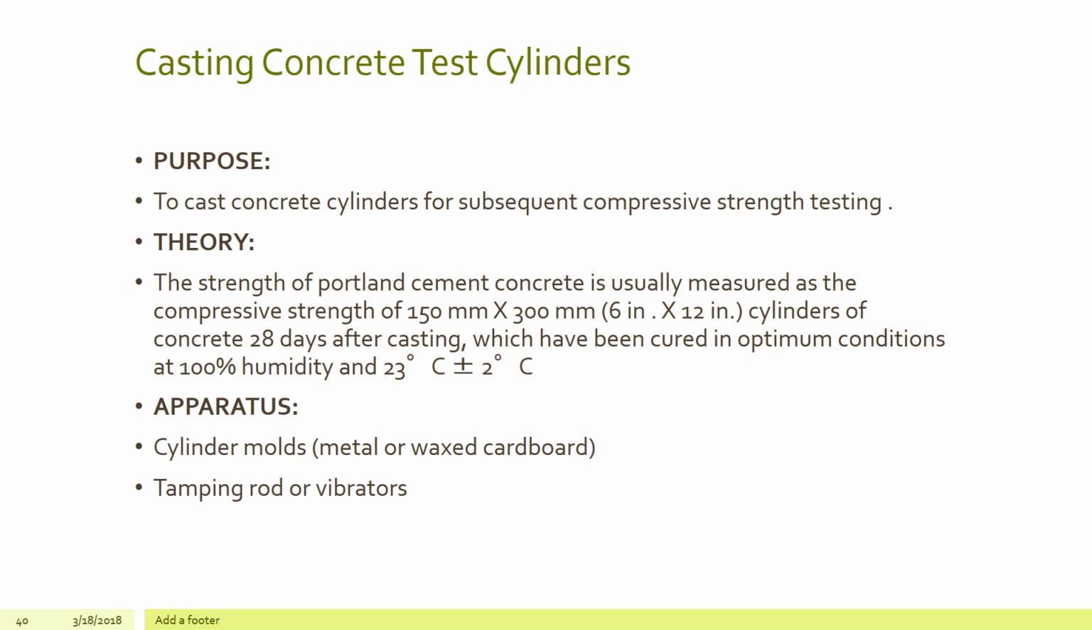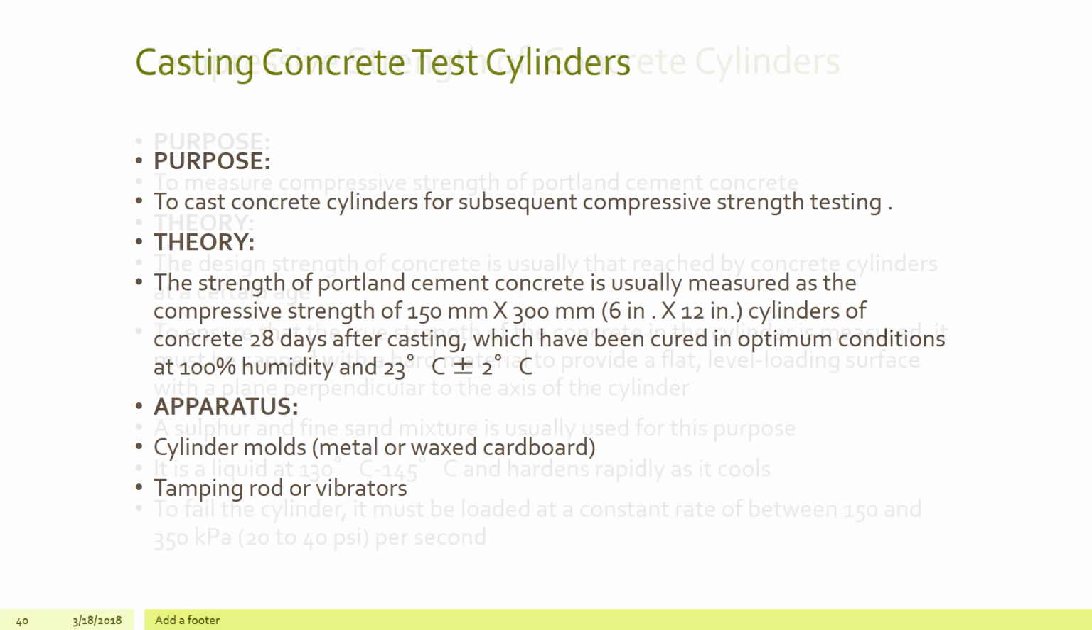Let's take a look at casting concrete test cylinders. The basic purpose is to determine the compressive strength of the concrete mix. So the theory is Portland cement concrete is usually measured as the compressive strength in a 6x12 cylinder at basically a 28-day age. And we have some optimum conditions that we're looking to meet, which is 100% humidity and 23 degrees Celsius plus or minus 2 degrees Celsius. The apparatus used: cylinder molds and tamping rods or vibrators.